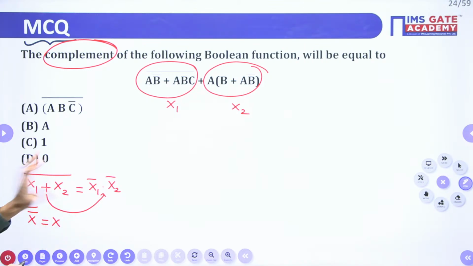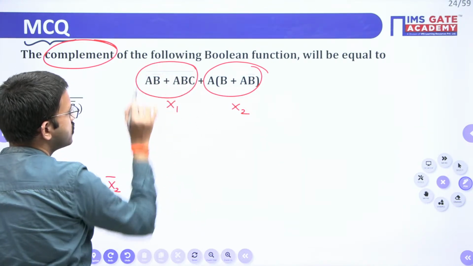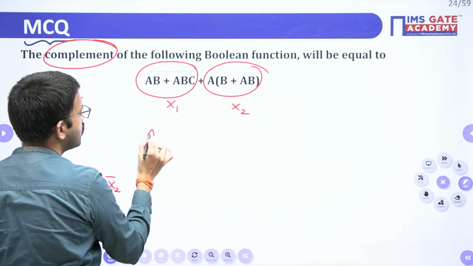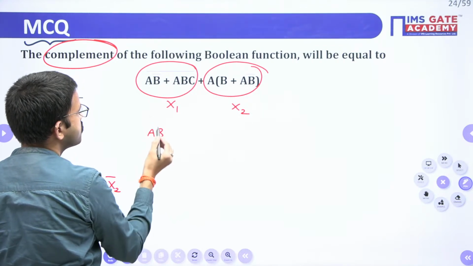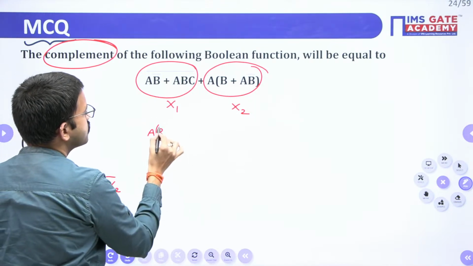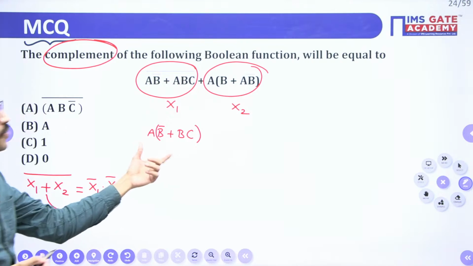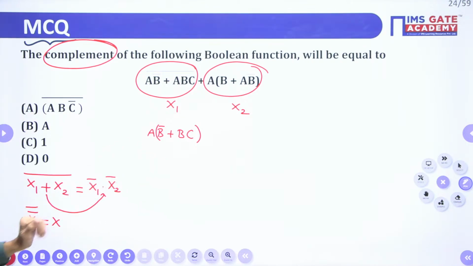Okay. So with this understanding, the complement of this term, you will get the normal. That means A into, here I am directly writing, from these two I am taking A as common, then B bar plus BC. Is it clear up to this point for all of you? Please respond. It is very simple.